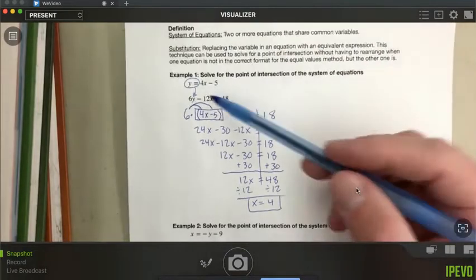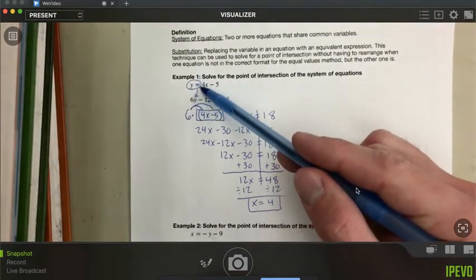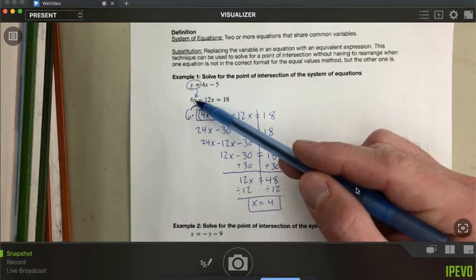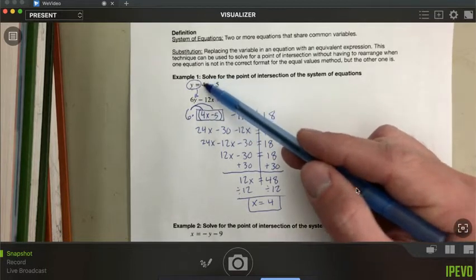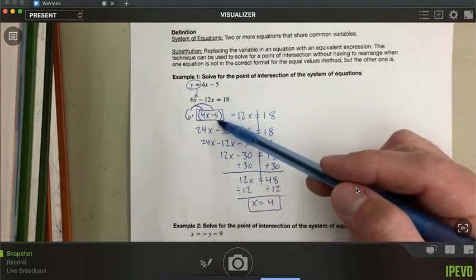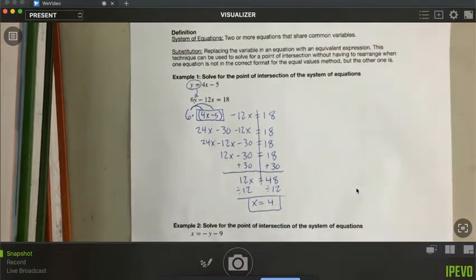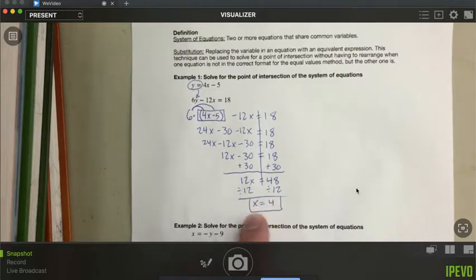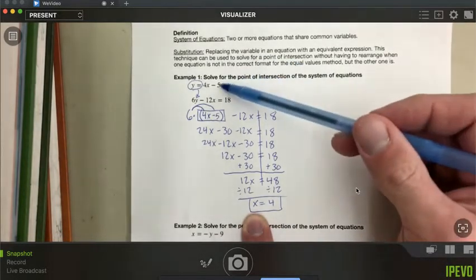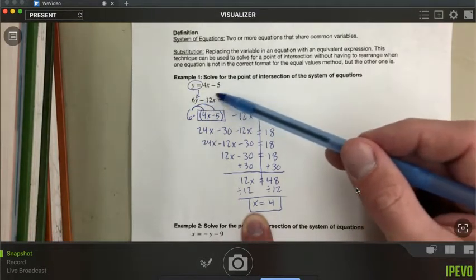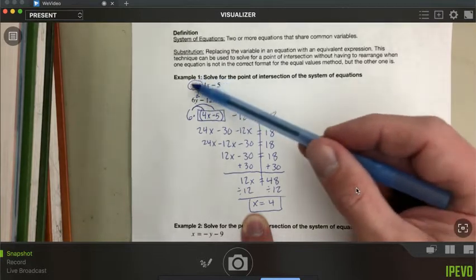So one more time, since y was equal to something in this top equation, and I saw a y in the second equation, all I did was replace the y with this 4x minus 5 in the other equation, and then I simplified and then solved. So we have x equals 4. Technically, to find y, I could use either of these equations, but I'm going to stick to the one that's easier, in this case, this first equation, because it's already y equals something.